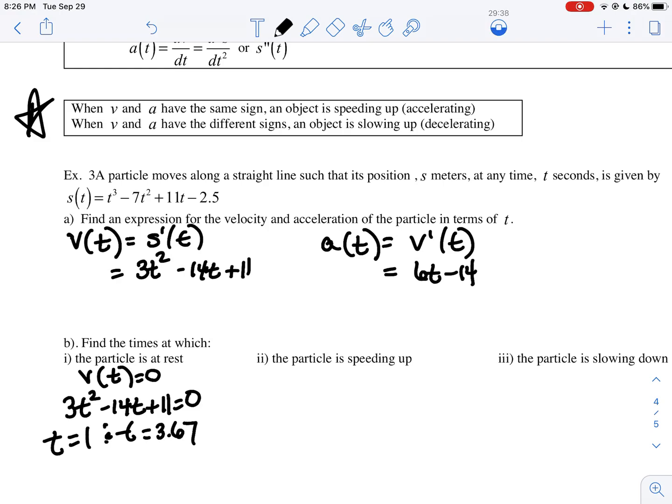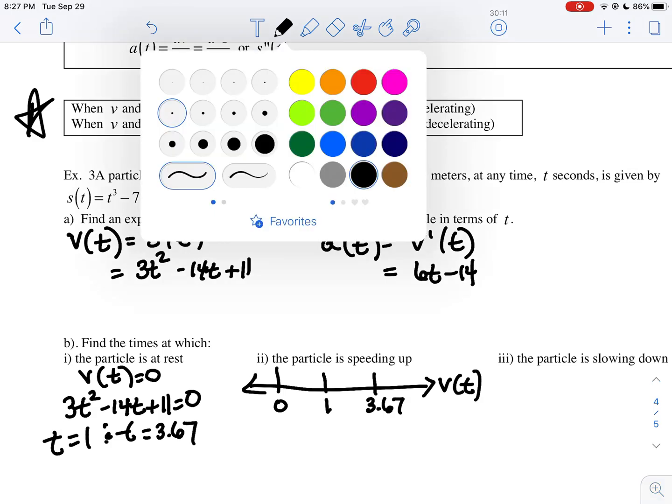All right, when is the particle speeding up? All right, so here's the deal. I'm going to make a velocity number line, and you've got 0 time. We have 1 is where it rests and 3.67. So what you're going to do is you're actually going to do our test point. And where they're both positive, that's where the object is speeding up. Where they have opposite signs, then the object is slowing down.